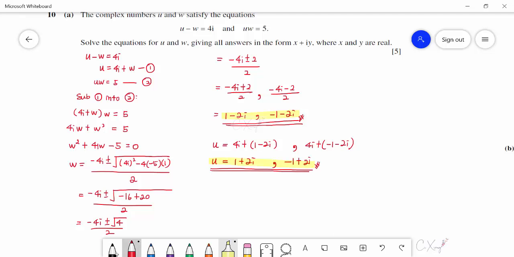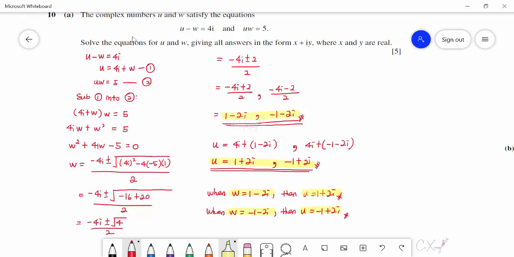Okay, so if you want to be safe, then you can write it like this: when w equals 1 minus 2i, then u is 1 plus 2i. They are in one set, right? When w equals negative 1 minus 2i, then you can write u equals negative 1 plus 2i. Because they come in pairs, usually I will want to rewrite them in pairs. So we know that when w equals this value, then u should be this answer, and so on. All right, so this is how we solve it.